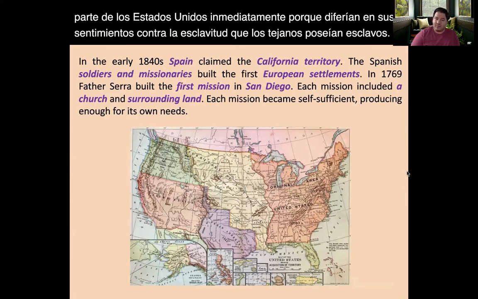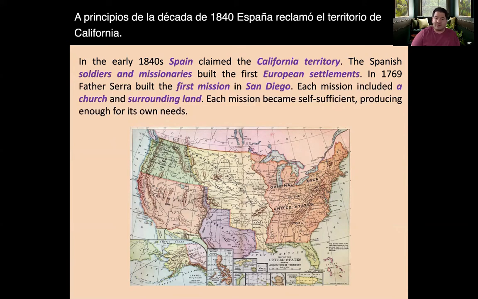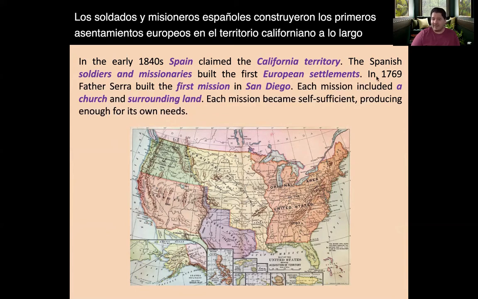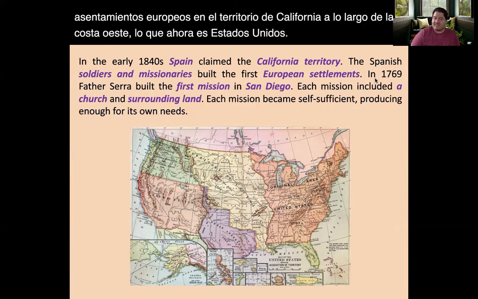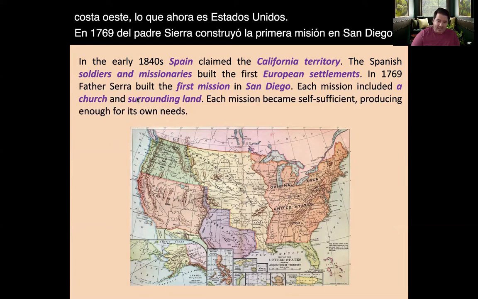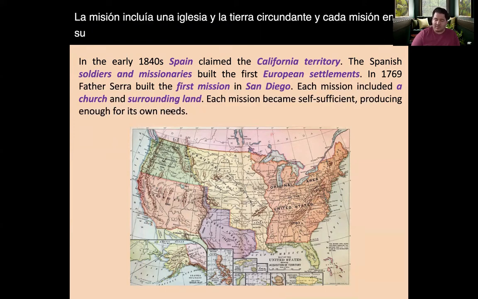In the early 1840s, Spain claimed the California territory. The Spanish soldiers and missionaries built the first European settlements in the California territory along the west coast, what is now the United States. In 1769, Father Serra built the first mission in San Diego. Each mission included a church and the surrounding land, and each mission, for the most part, became self-sufficient, producing enough to suit its own needs.